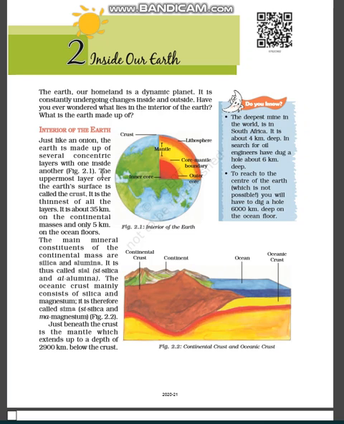The uppermost layer over the Earth's surface is called the crust. It is the thinnest of all the layers. It is about 35 kilometers on the continental masses and only 5 kilometers on the ocean floors.